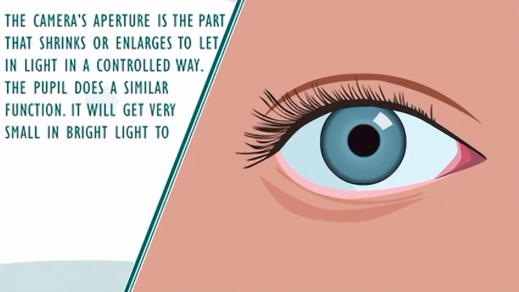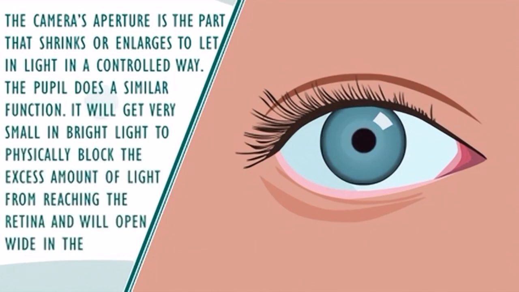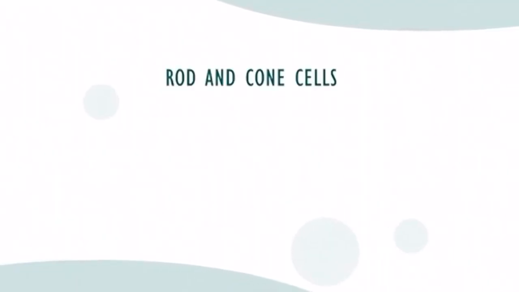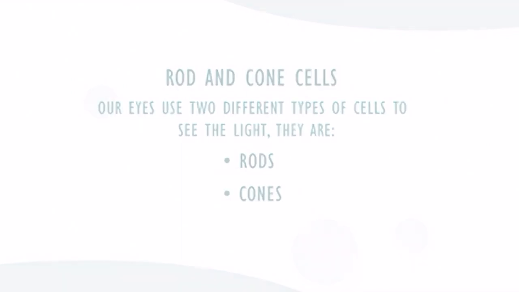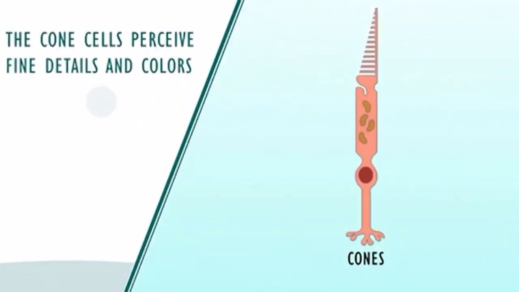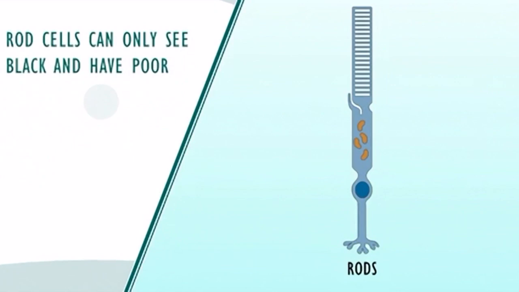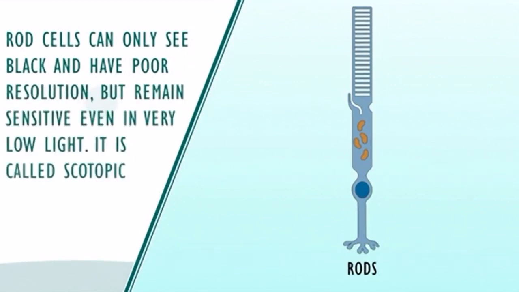It will get very small in bright light to physically block the excess amount of light from reaching the retina, and will open wide in the darkness. Rod and cone cells. Our eyes use two different types of cells to see the light. They are rods and cones. The cone cells perceive fine details and colors, but need bright light in order to do so. It is called photopic vision. Rod cells can only see black and have poor resolution, but remain sensitive even in very low light. It is called scotopic vision.